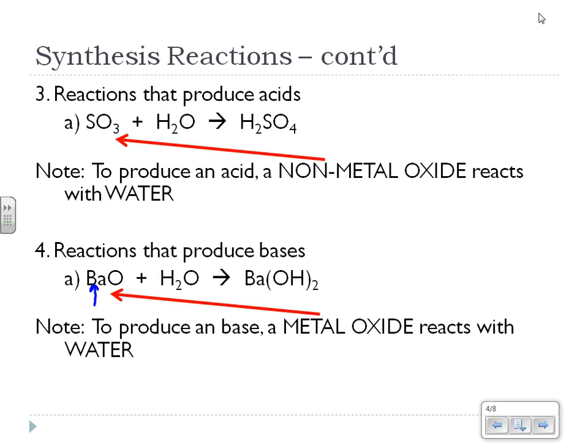Okay. So those are the 4 different types of synthesis reactions that you need to know about. The tricky part is going to come in when I only give you the reactants and you have to predict the products. So we'll talk more about that at the end of the video.